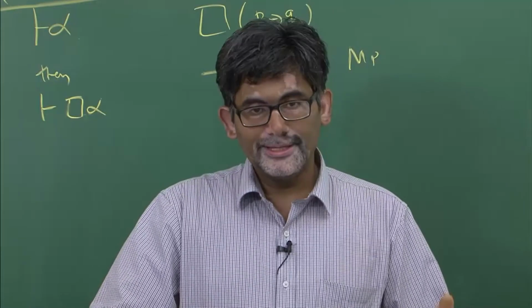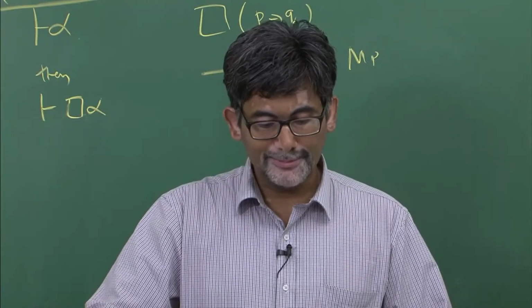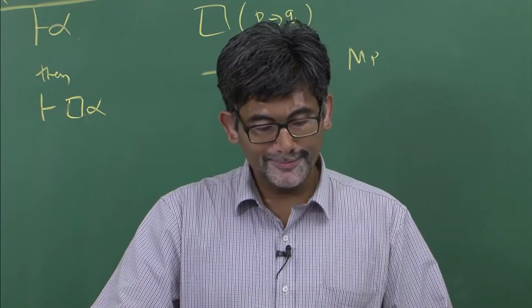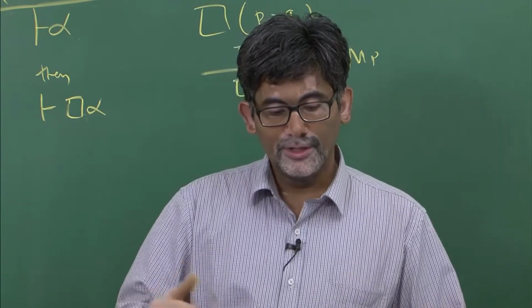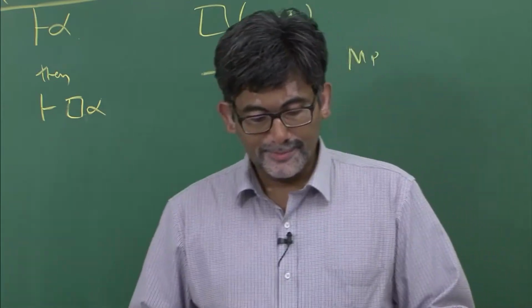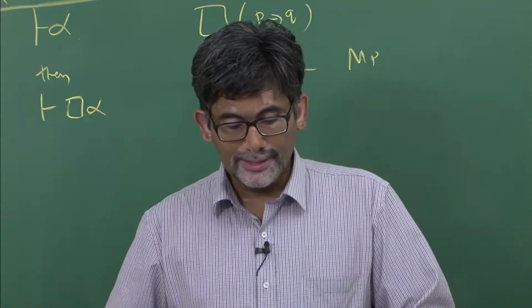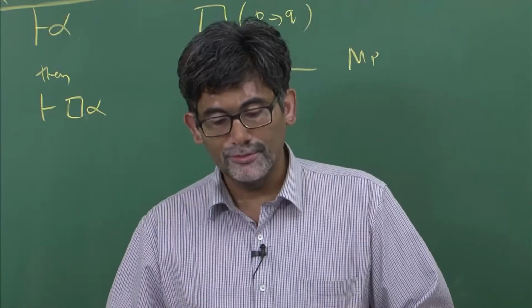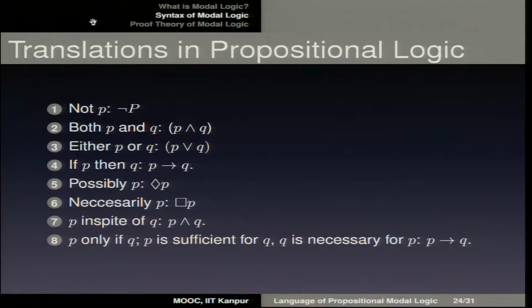So, possibility of P is simply translated as diamond P, necessity of P as box P. Instead of P in spite of Q, it is written in terms of P and Q. P only if Q, and P is a sufficient condition for Q, or Q is necessary for P, all these things are translated as just P implies Q. If you say that P is a necessary condition for Q, it is translated into Q implies P.